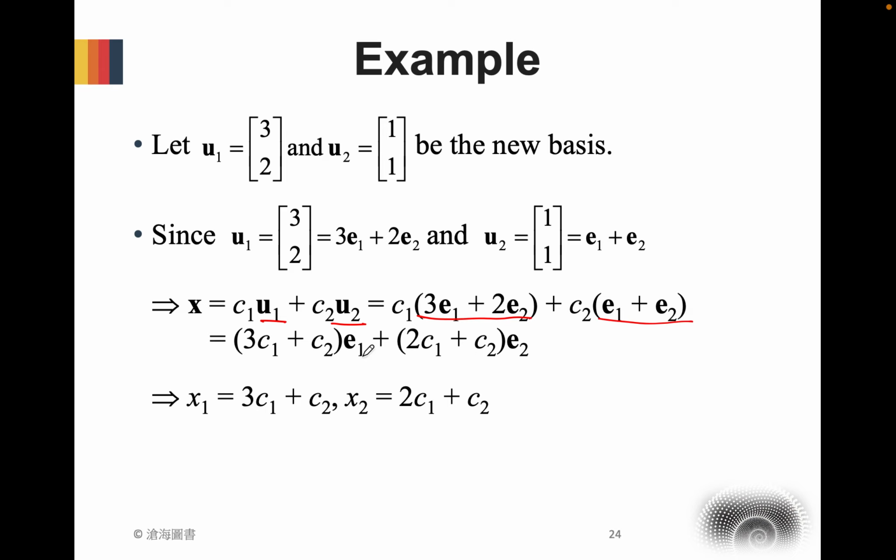Then we do some rearrangement, so that the same vector x can be represented as (3c1 plus c2) times e1 plus (2c1 plus c2) times e2, right? So actually we know that x1 is equal to 3c1 plus c2, and x2 is 2c1 plus c2. What is this? This is the coordinate vector with respect to the standard basis e1 and e2, right?